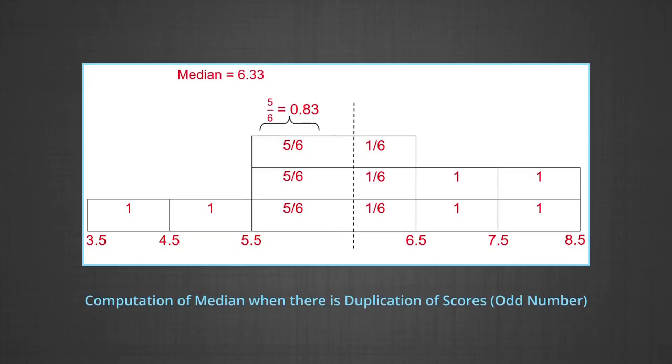Take a look at figure 2. The base is divided in terms of the class intervals, like 3.5 to 4.5, 4.5 to 5.5, 5.5 to 6.5, 7.5 to 8.5. And the middle interval 5.5 to 6.5 is further divided into 2 parts. The first part is 5/6, and the other part is 1/6. Now, 5/6 is equal to 0.83. This has been added to 5.5 to obtain the value of median, which is 6.33.